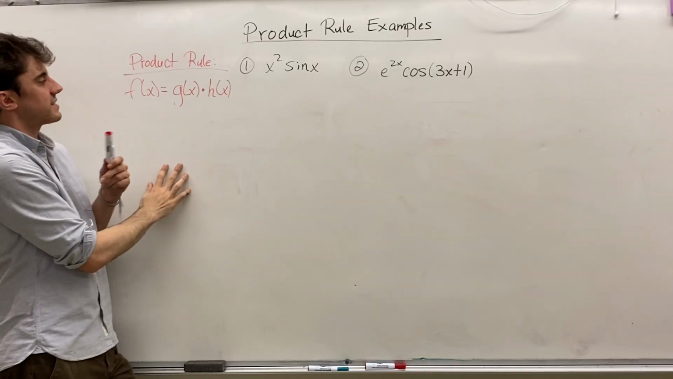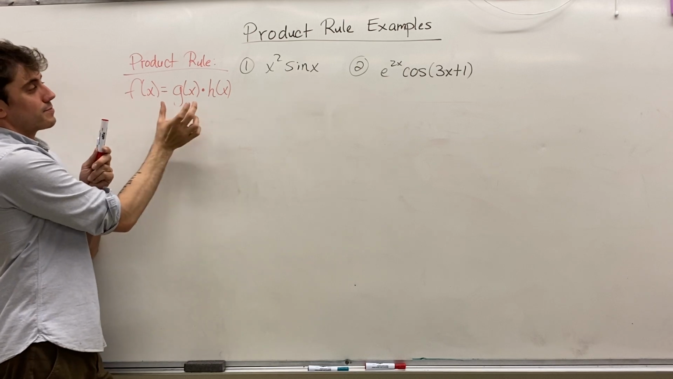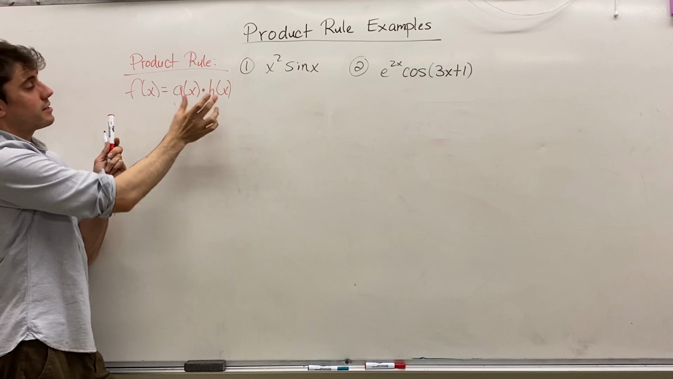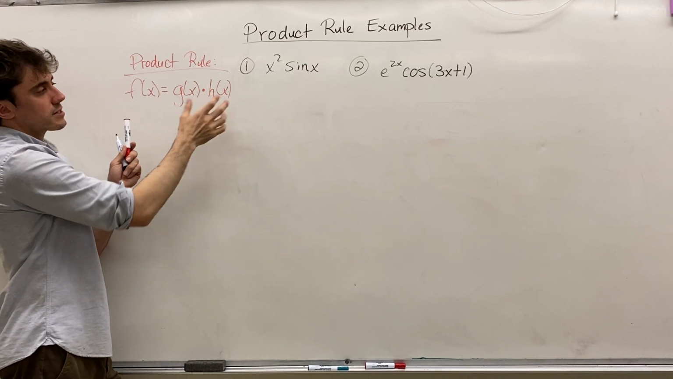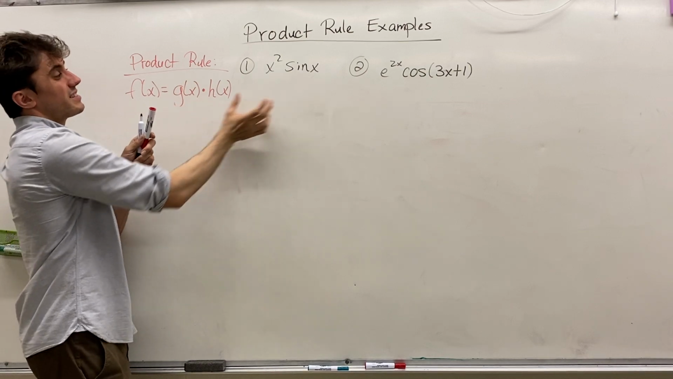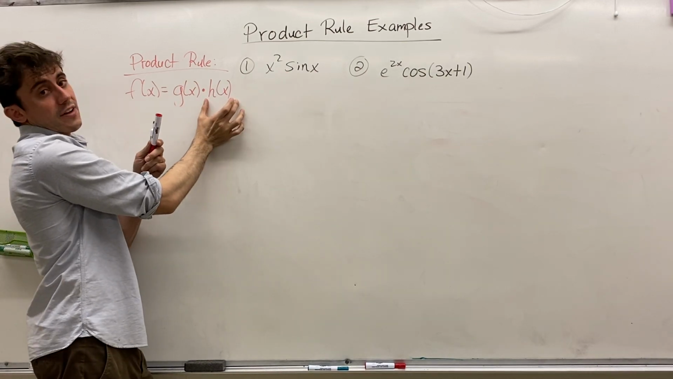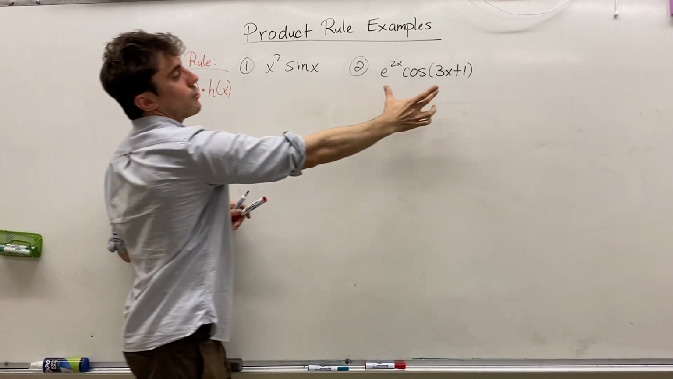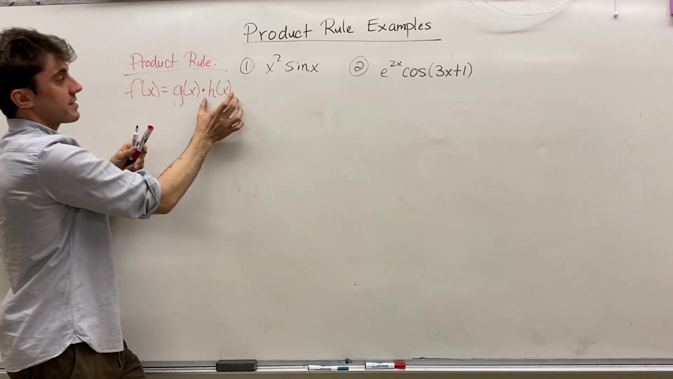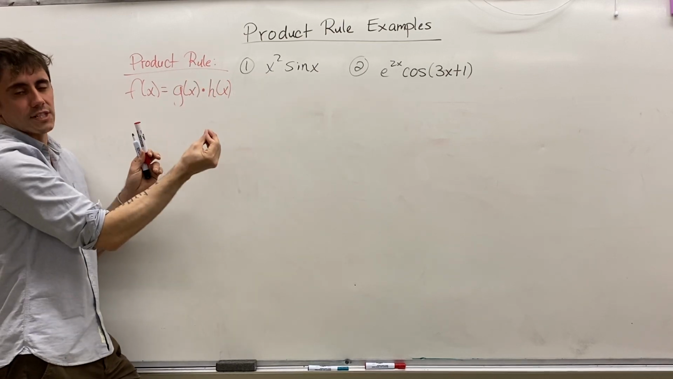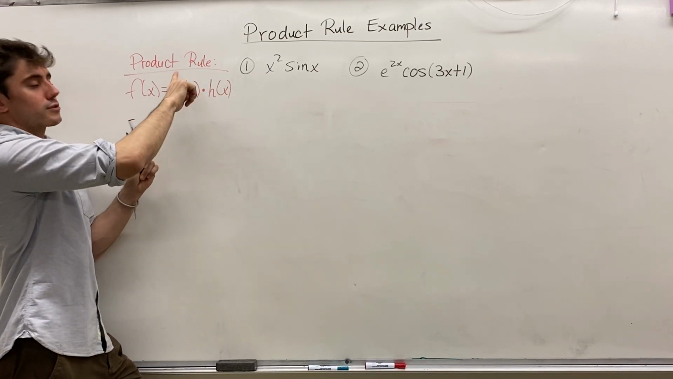So the product rule states that if we have a function f of x that is made up by the product of two functions that we can kind of separate, that is g of x times h of x. For example, we could have x squared, that could act as g of x, times sine x, that could act as h of x. Likewise, e to the 2x, that could be our g of x, and cos of 3x plus 1, that could act as h of x. So you see that they're kind of two separate functions brought together through multiplication, hence the product rule.